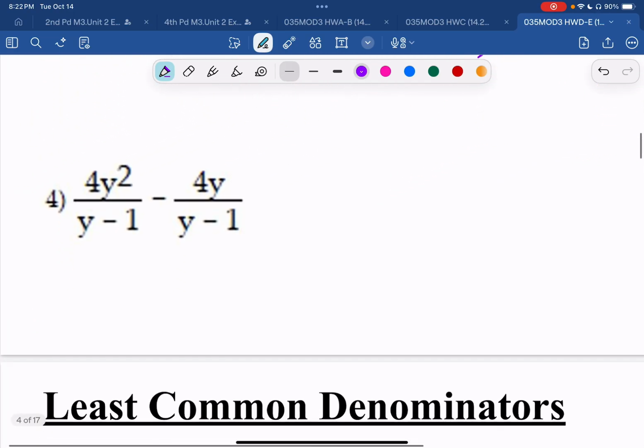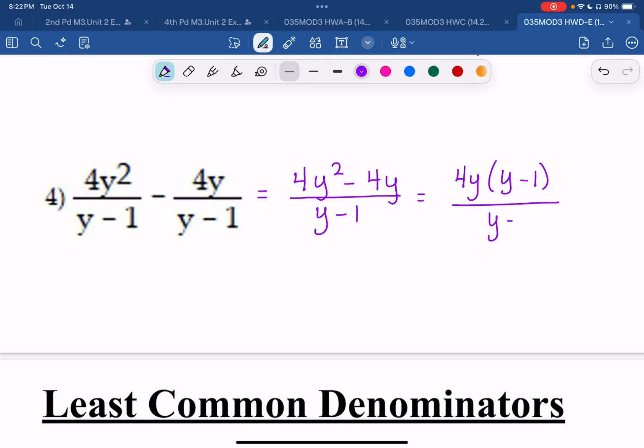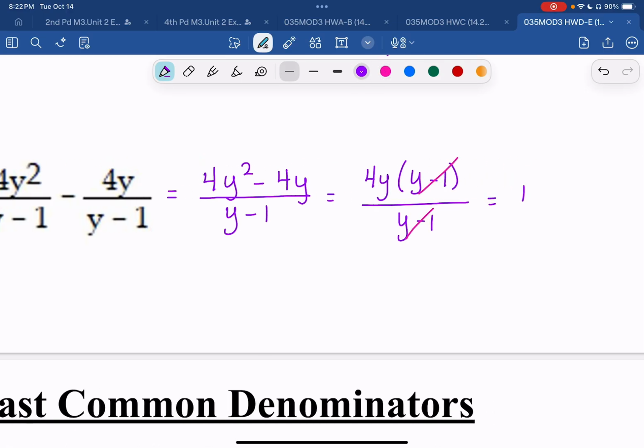Example 4. Again, my denominators are the same. So I'm going to keep that denominator and combine these: 4y squared minus 4y. Try to simplify if we can. So I'm going to take out a GCF. That leaves me with y minus 1. I can see that those do cancel. And so my final answer would be 4y.